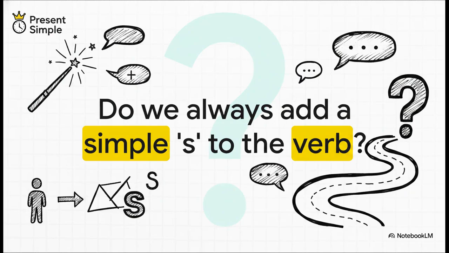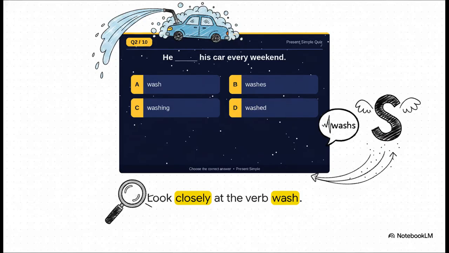By now, you're probably feeling pretty confident, right? And honestly, you should be. You've got the magic S down. You find the singular subject, you slap an S on the base verb, and you move on to the next one. But let me throw a bit of a curveball your way, just to keep things interesting. In a language as old and quirky as English, do we always just add a simple, straightforward S to the very end of the verb? Well, let's investigate that with this sentence.